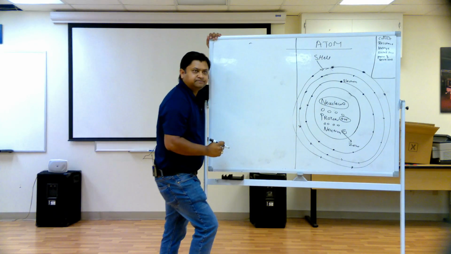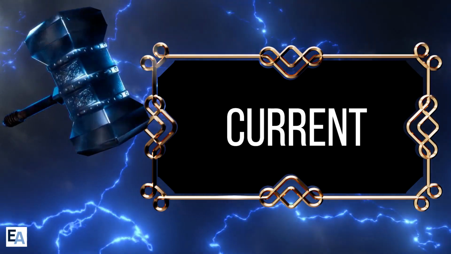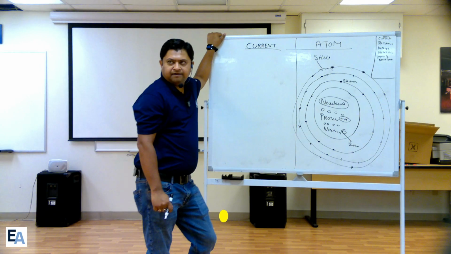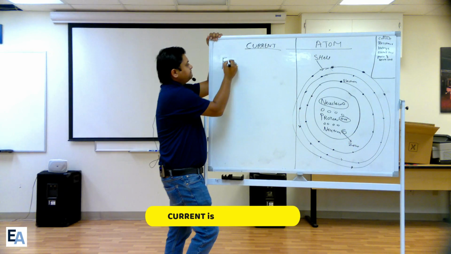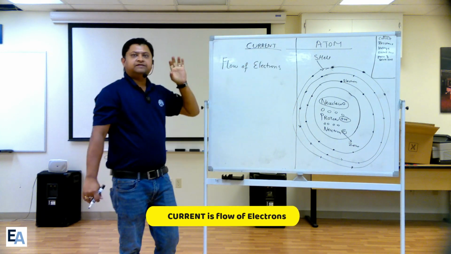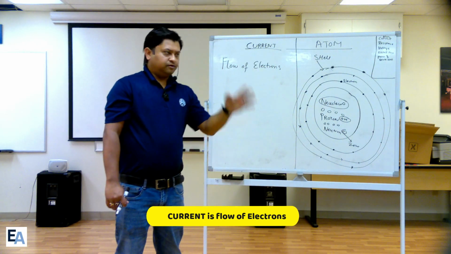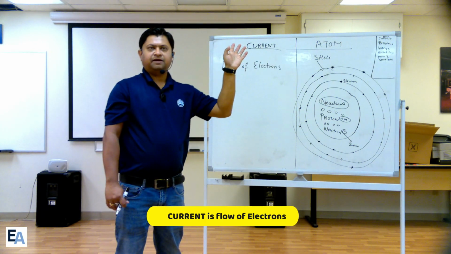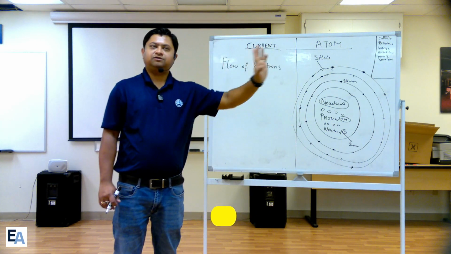There is a word in electricity called current. So what is current? Current is nothing but a flow of electrons. It may be in one direction only, it may be back and forth, it doesn't matter, but it has to be a flow of electrons. It's not one electron, it's electrons.